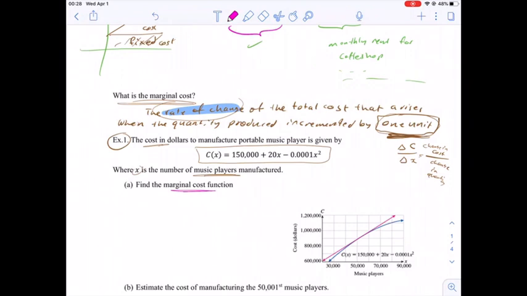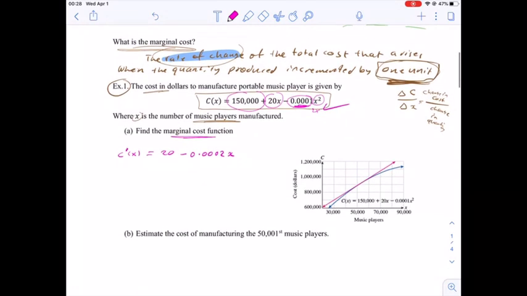Okay, so for the first part, we want to find the marginal cost. All we need to do is find the first derivative of this function. The derivative of the constant is 0. The derivative of 20x is 20, minus the constant times the derivative of x squared, which is 2x. This gives 0.0002x. Now this is the marginal cost function.